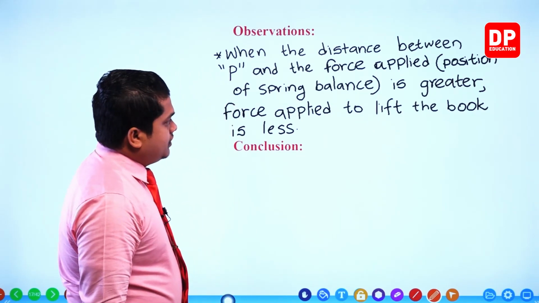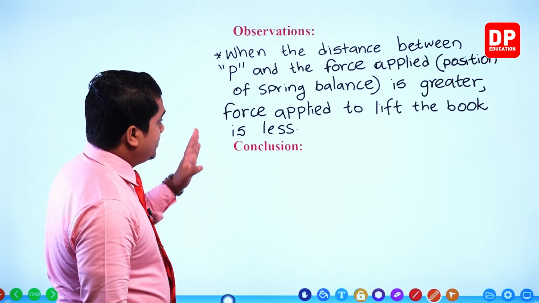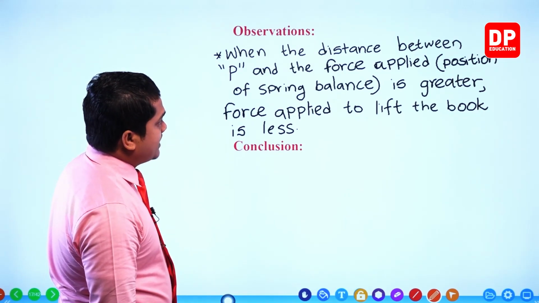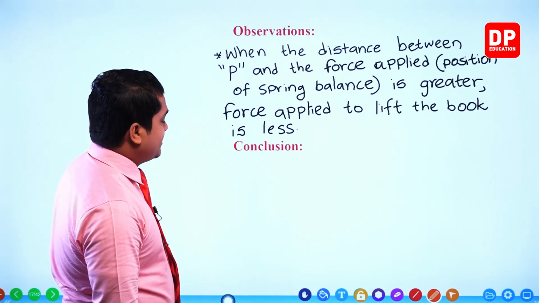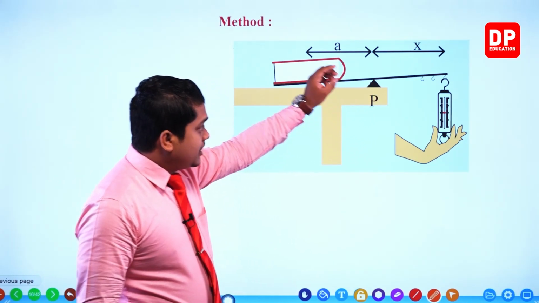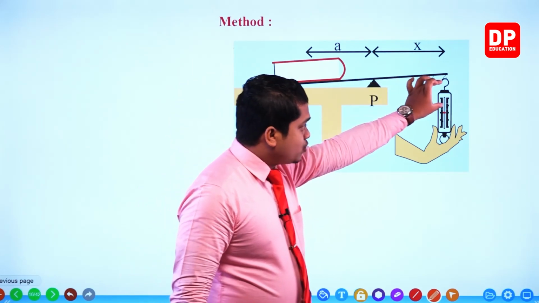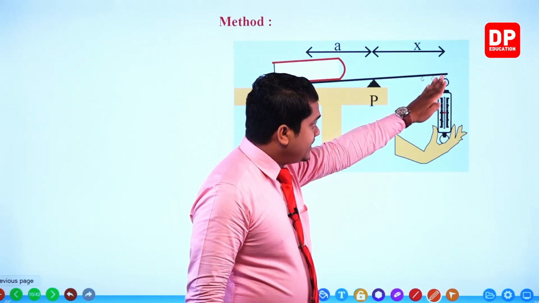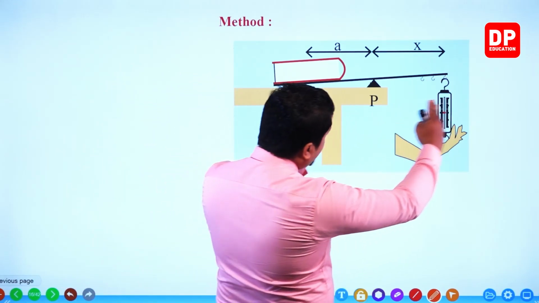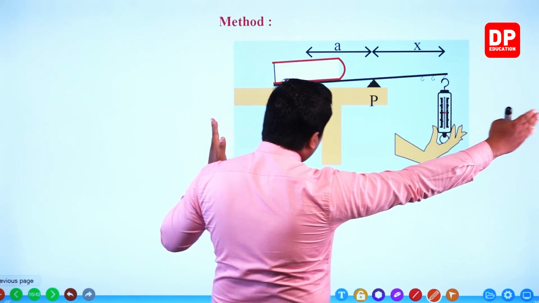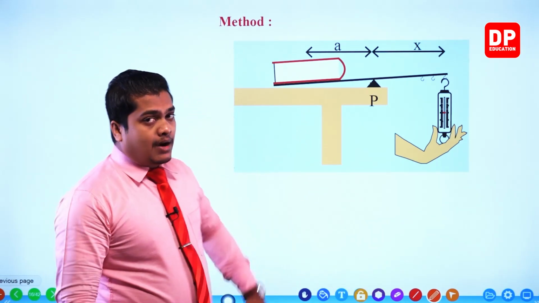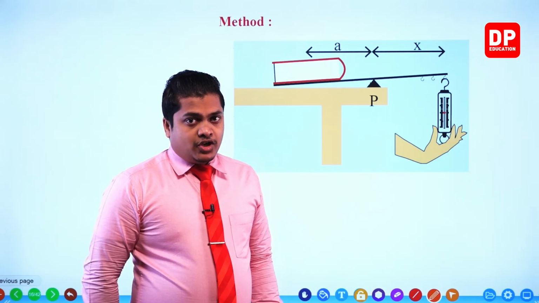Right. So my dear children, this is our observation. When the distance between P and the force applied, so P means the wedged point. You can see it once again over here. See, P point is the wedged point. So from the wedged point to the place where the force is being applied, that means at the position where the spring balance is being placed, when this length is going to increase, when this length is greater, then by applying very less force downward, we can lift the book upward. This is our observation, right?